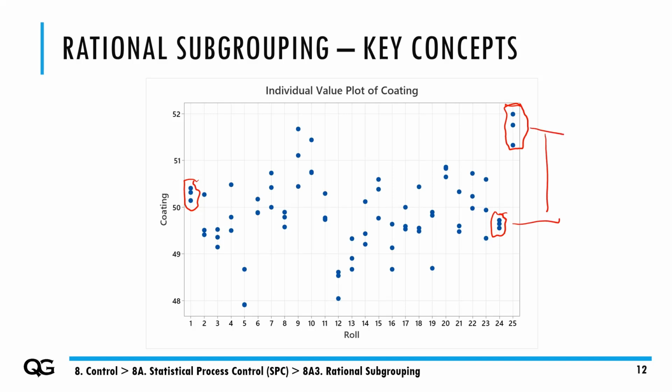So if the variation within a subgroup is small, as we can see here in this case, this is good, because less within-subgroup variation will help us easily find if there is any between-subgroup variation. Now if we just look at sample number 24 and 25, we can easily say that from 24 to 25 there has been some shift in the process.